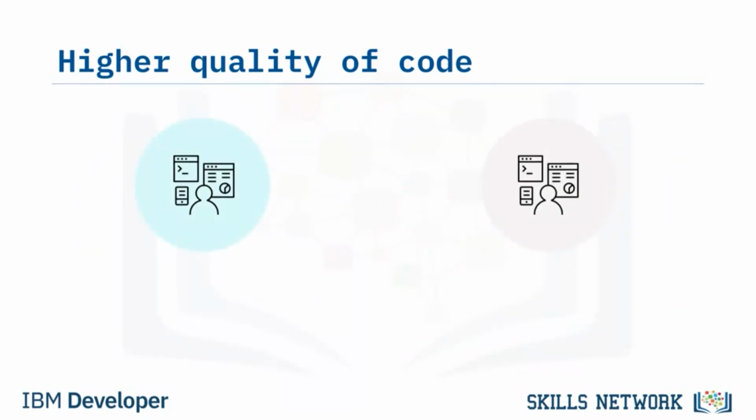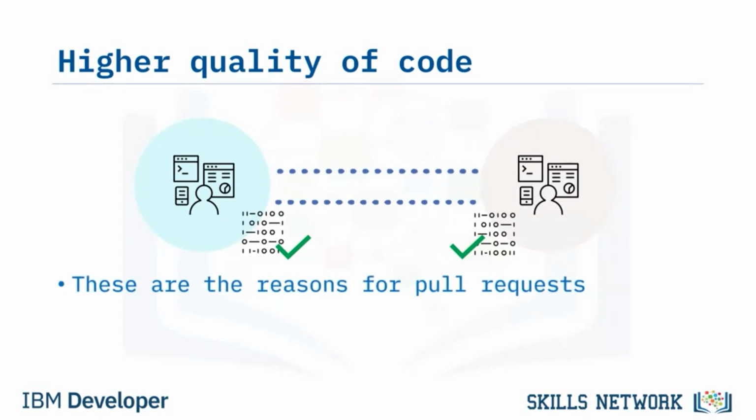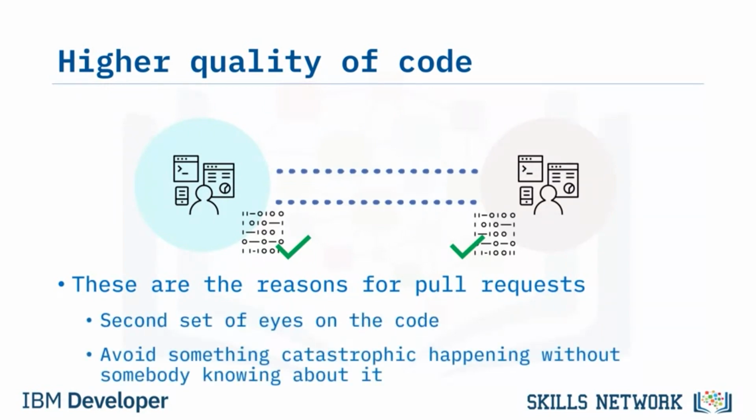This kind of monitoring of each other's work is what you should expect from your development teams. This is what you want them to be doing. You want them to be monitoring each other, helping each other, looking at each other's code, and doing many code reviews, because it's a lot easier to do code reviews of 20 lines of code than 20,000 lines of code. These are the reasons that you do pull requests. You get a second set of eyes on the code and avoid something catastrophic happening without somebody knowing about it.